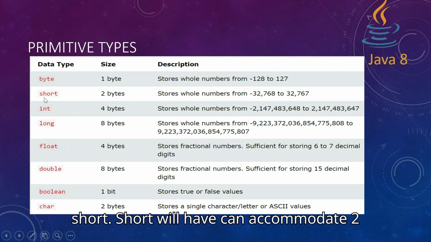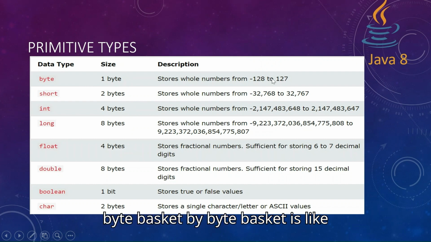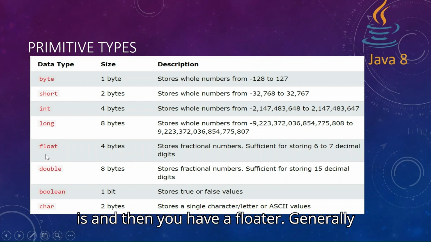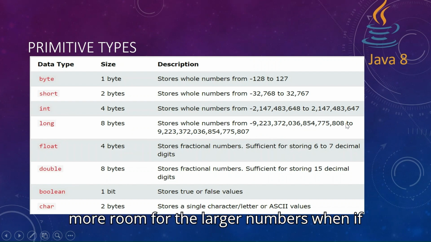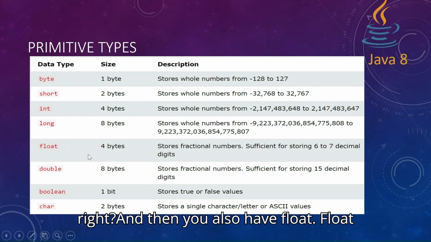The second is short, which can accommodate 2 bytes of information, also a whole number. This has a slightly larger basket compared to the byte basket. The byte basket is 256, so this is twice that of 1 byte, which is 16 bits. So this can accommodate from -32768 to positive 32767. Similarly, you have int, which is 4 bytes, and long, which is 8 bytes, and then you have float. Generally, people would be using long because long has more room for larger numbers. It starts from about -9 quintillion, a whole large number.